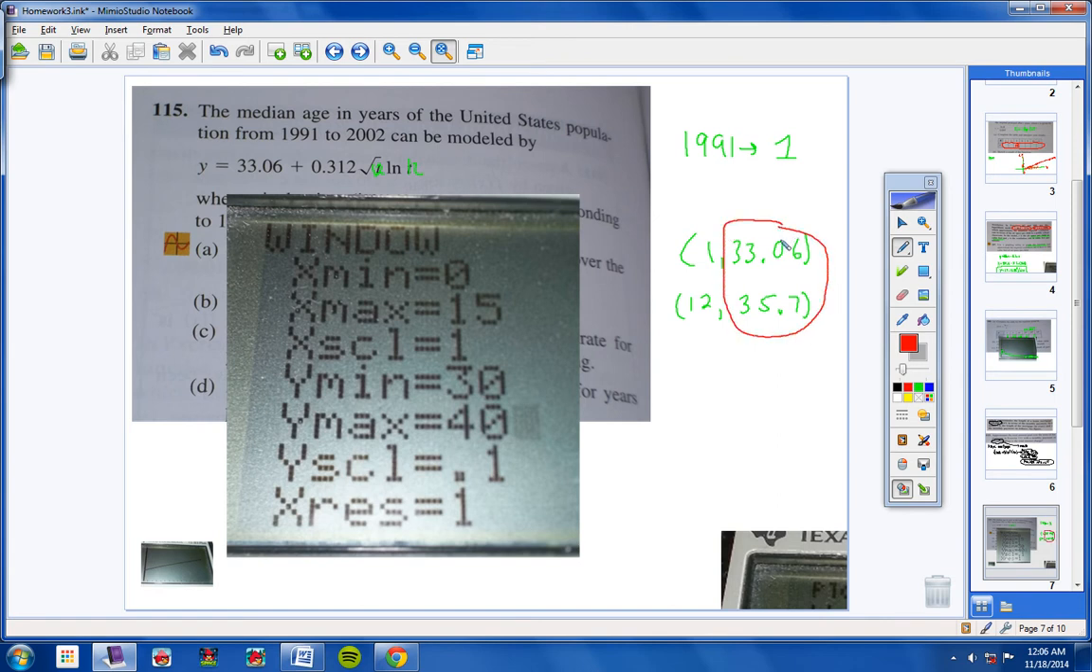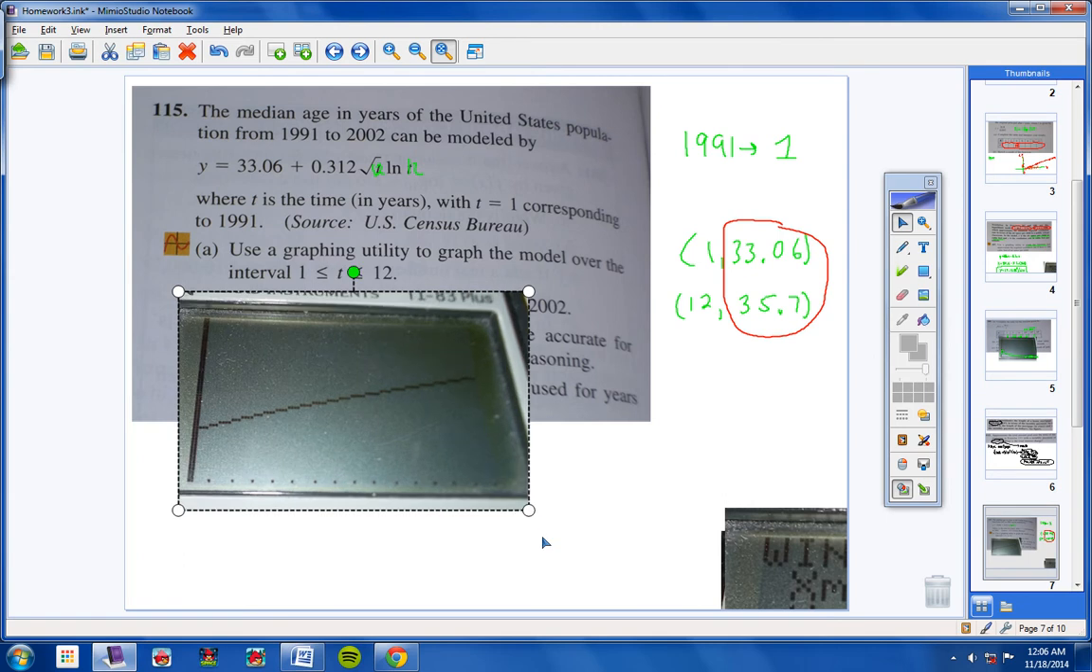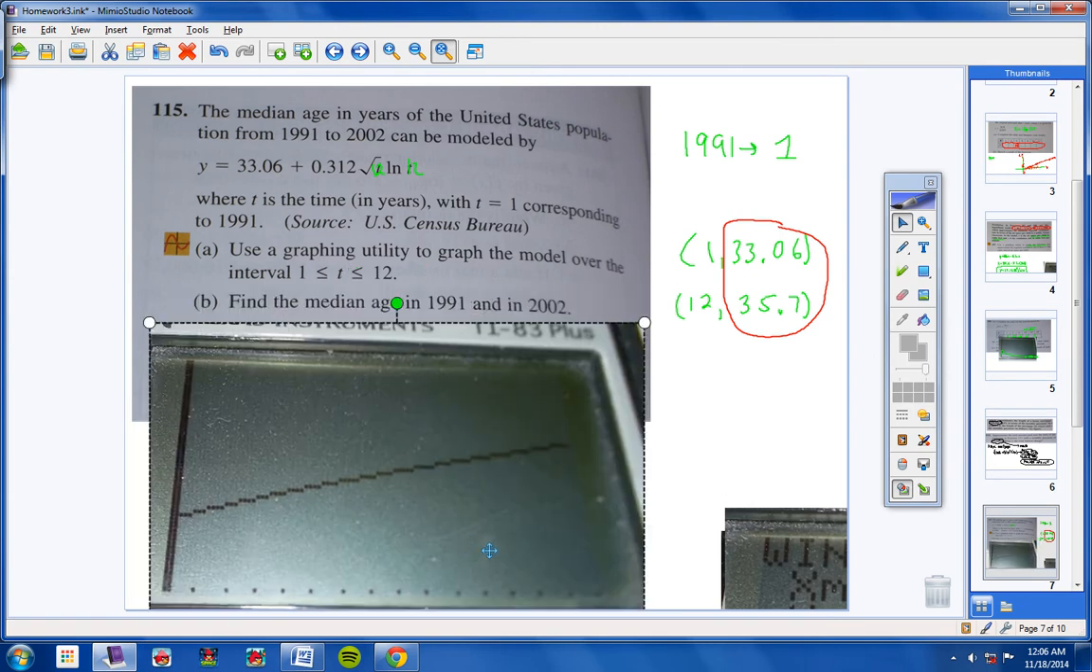So look what I put, guys. Instead of putting 33 for my smallest number, I just put 30, and instead of putting 35.7, I just put 40 for my largest Y value. So my window looks pretty good. Now let's go ahead and hit graph. And here's what it looks like. Something like this. So there, we did it. Not too bad. Alright, let's continue on.